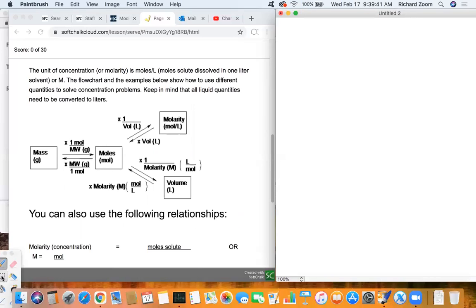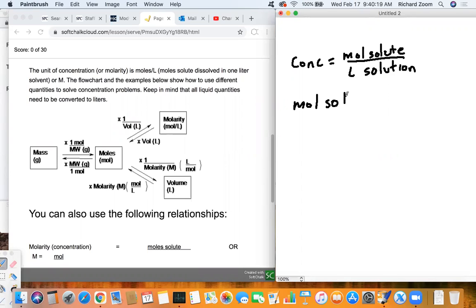Now, rather than using this kind of flowchart, I have a preference for just manipulating the concentration equation that I showed you earlier. So I'll go back and write this down: concentration is moles of solute over liters of solution. Then we can say that moles of solute is equal to concentration times liters of solution. So you can see I'm just manipulating it there.